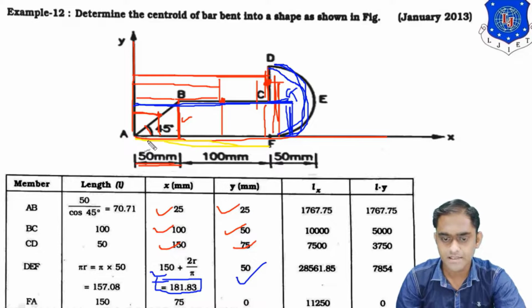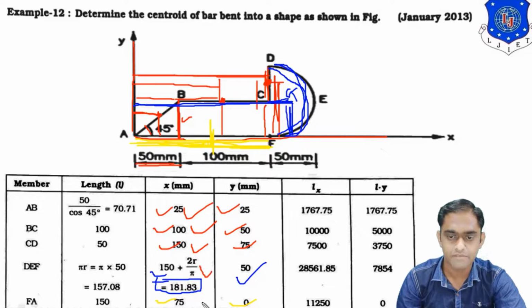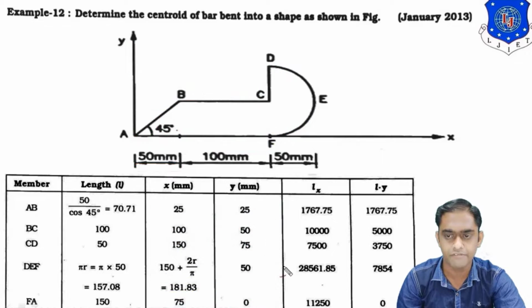Now the last line is FA. This bottom line, the yellow color line, is FA. For this FA, the CG will be at the midpoint. So the x coordinate will be 50 plus 50, sorry, 50 plus half of the length, 150, which is equal to 75. And this CG is resting on the x-axis, so the y coordinate is equal to 0. So these are the values x1, x2, x3, x4 and x5. Similarly, y1, y2, y3, y4 and y5.